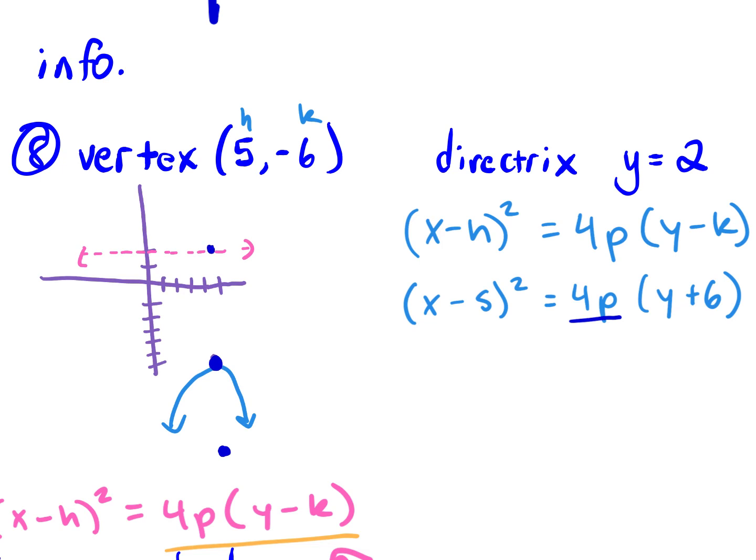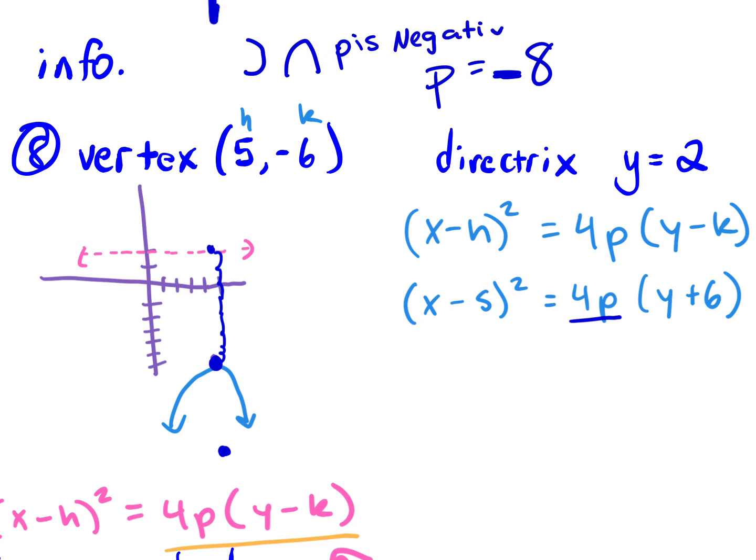Oh, right, because it's the midpoint, right? Yeah. So if I counted from my vertex to the directrix, I would go 1, 2, 3, 4, 5, 6, 7, 8. So I know P has to be 8, but it's negative because our graph opens down. If your graph opens down or to the left, your P is negative. So P is negative 8.